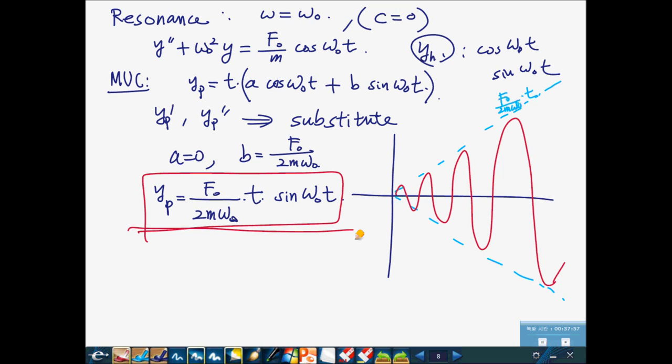So, as t goes to infinity, what will happen to yp? Goes to infinity, right? Because of this t. It goes to infinity. That's where it breaks. Okay?